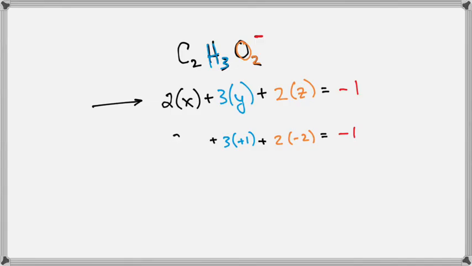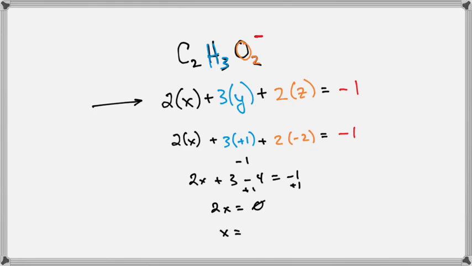Oxidation state for the carbon, unknown, we still have to solve for it. So we get 2x plus 3 minus 4 equals a -1. I would get 2x equals, what is this, -1? Yeah. So then I'd add 1 to both sides, and I get 2x equals 0, and I get the oxidation state for the carbon being 0. Okay. Not the interesting answer I wanted it to turn out to be, but hey, sometimes it works.